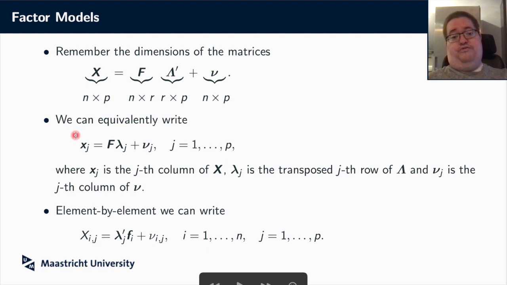Of course you can also write this for individual variables, so each x_j is the factor, because the factors do not depend on the j, or on the dimension of the variables, times the loading corresponding to that variable, lambda_j, plus the vector of error terms nu, the idiosyncratic components. Or if you want to write it element by element, we can write it as in the bottom line.